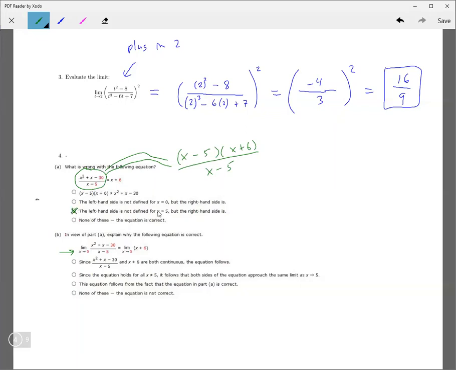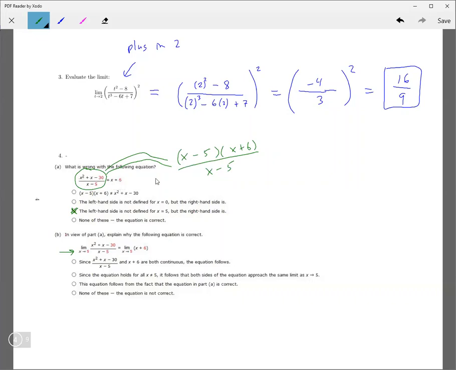The left-hand side is not defined. So this is not defined when x is 5. If you plug a 5 in here, you get 0 in the denominator. You can't have 0 in the denominator and be defined. So this is not defined. But you can plug a 5 in here and you're fine.